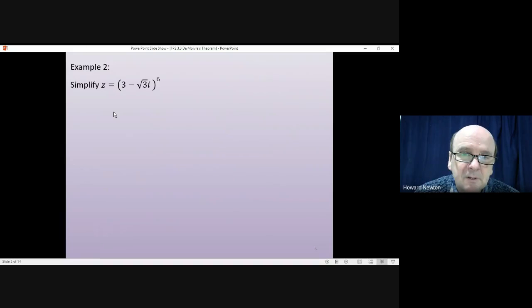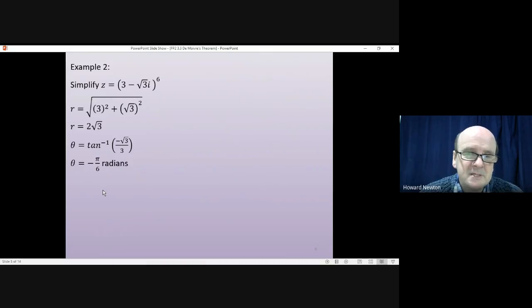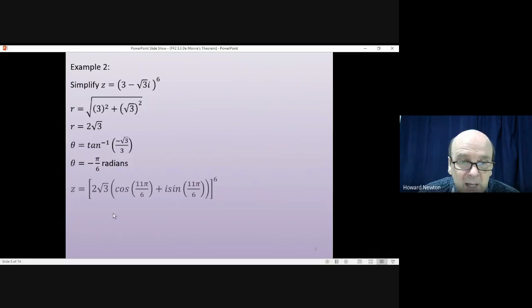Okay, let's have a look. So to find r, we'll do the square root of 3 squared plus root 3 squared, which is 2 root 3. To find theta, we'll do inverse tangent of minus root 3 divided by 3, which is minus pi by 6 radians. This complex number would be in the bottom right-hand corner if I drew an Argand diagram, and minus pi by 6 is the angle made with the positive real axis. I've chosen to change this to what would be the positive value if you went anti-clockwise all the way around, which is 11 pi by 6 radians. You don't actually have to do that.